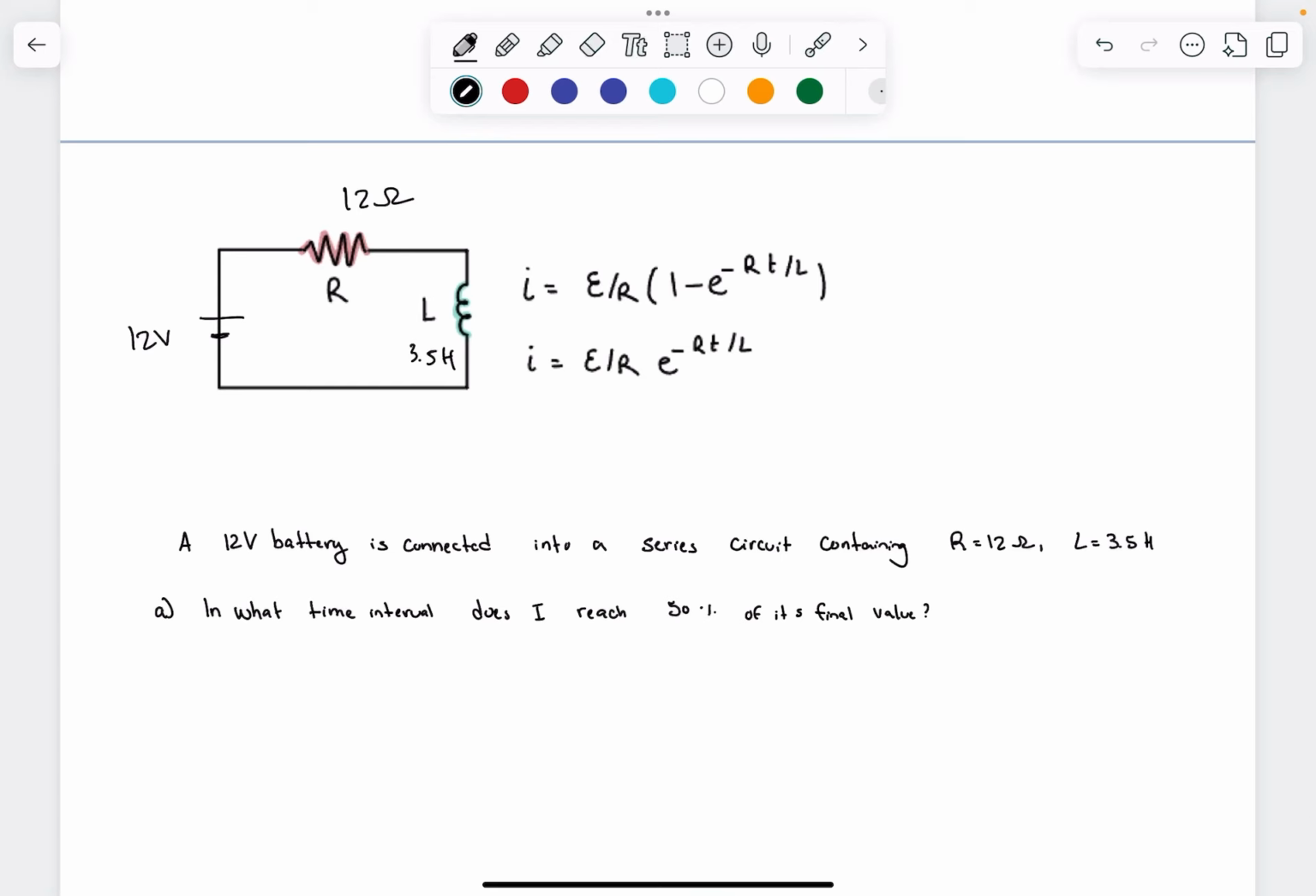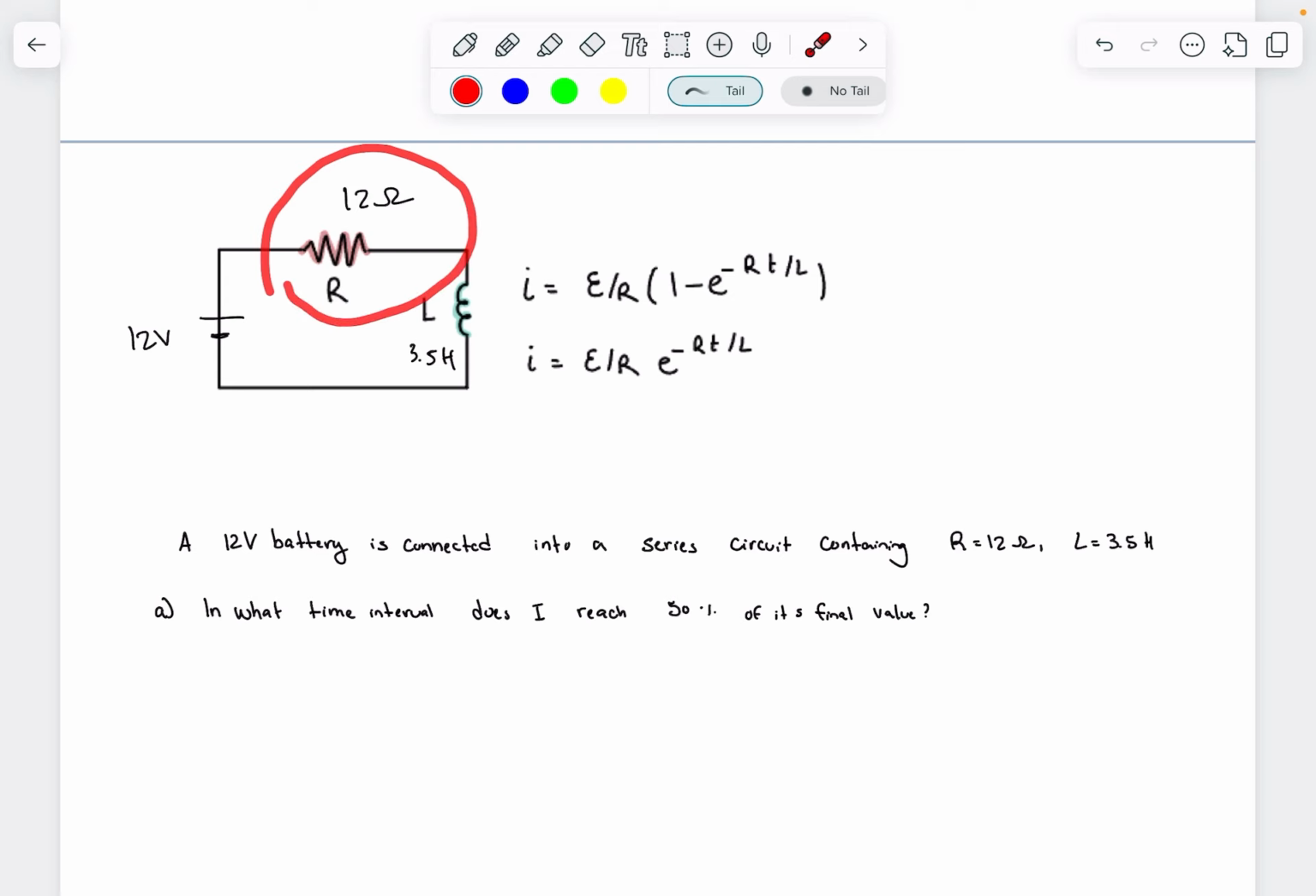In this problem, you have a 12-volt battery connected in series with a resistor that has 12 ohms and an inductor with 3.5 henries. You're asked to figure out how much time it takes for the current to reach 50% of its final value. So we have two equations here that deal with RL circuits.